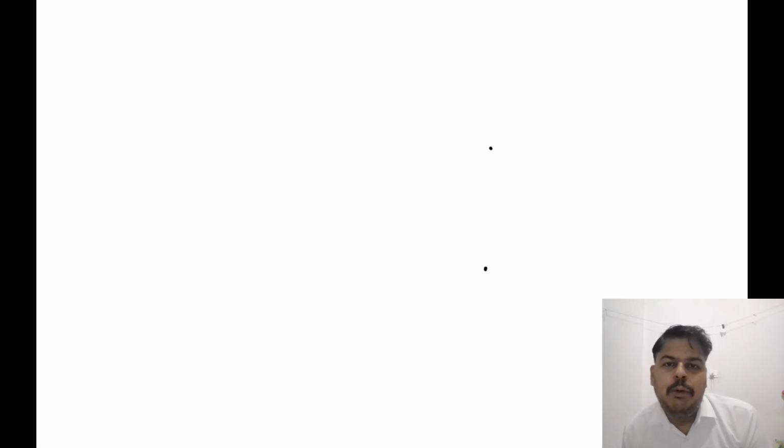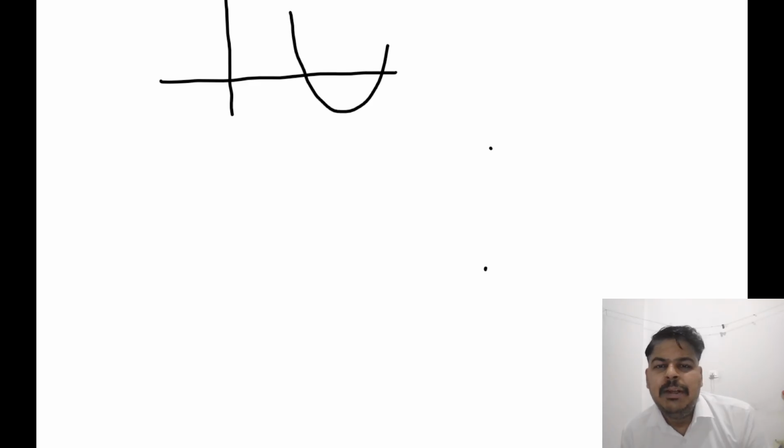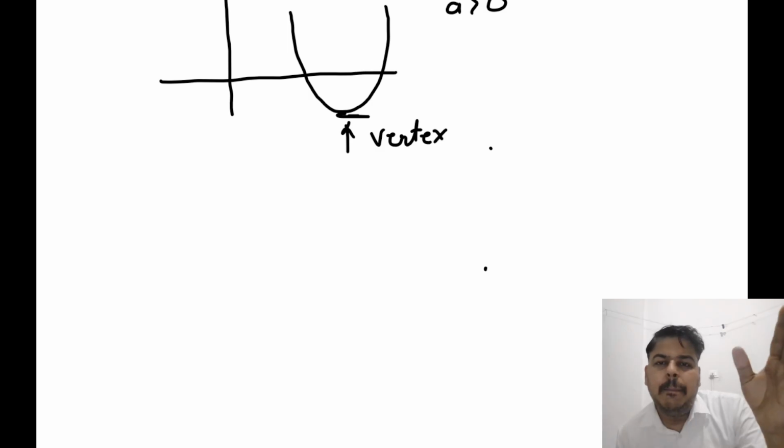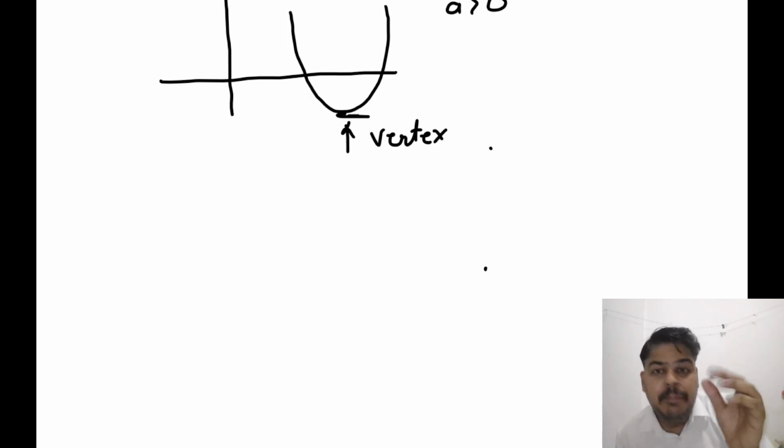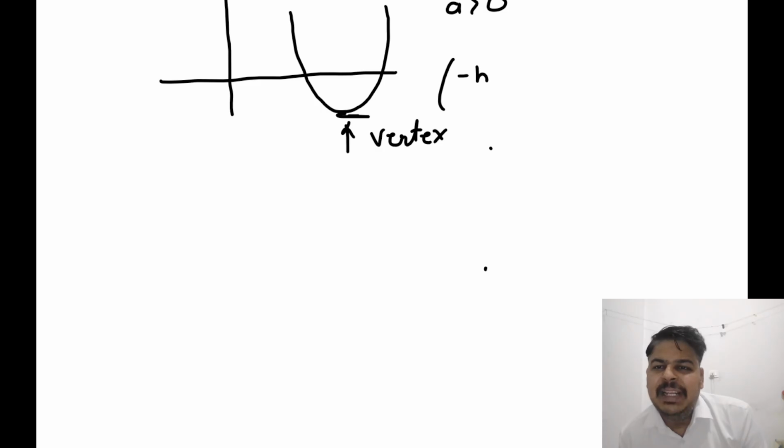Now, an upward parabola gives a maximum or minimum value. If it is an upward parabola, that means a is greater than 0, then there must be a minimum value of the equation. It is always called the vertex. What is the vertex? The minimum point of the parabola. And the point should be noted as minus b upon 2a and minus D upon 4a.